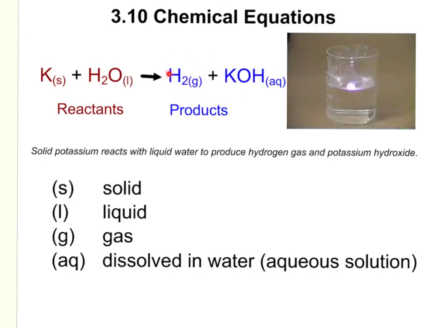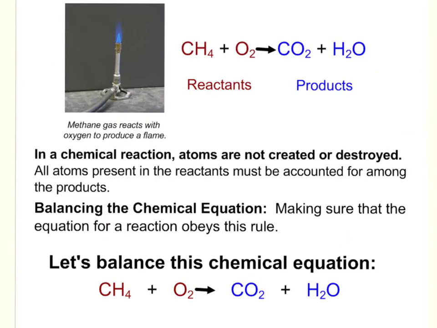So solid potassium, liquid water combine to produce a gas, hydrogen, and potassium hydroxide, aqueous. It's an aqueous solution. AQ means it's dissolved in water. So those are all things you need to know about parts of a chemical equation.